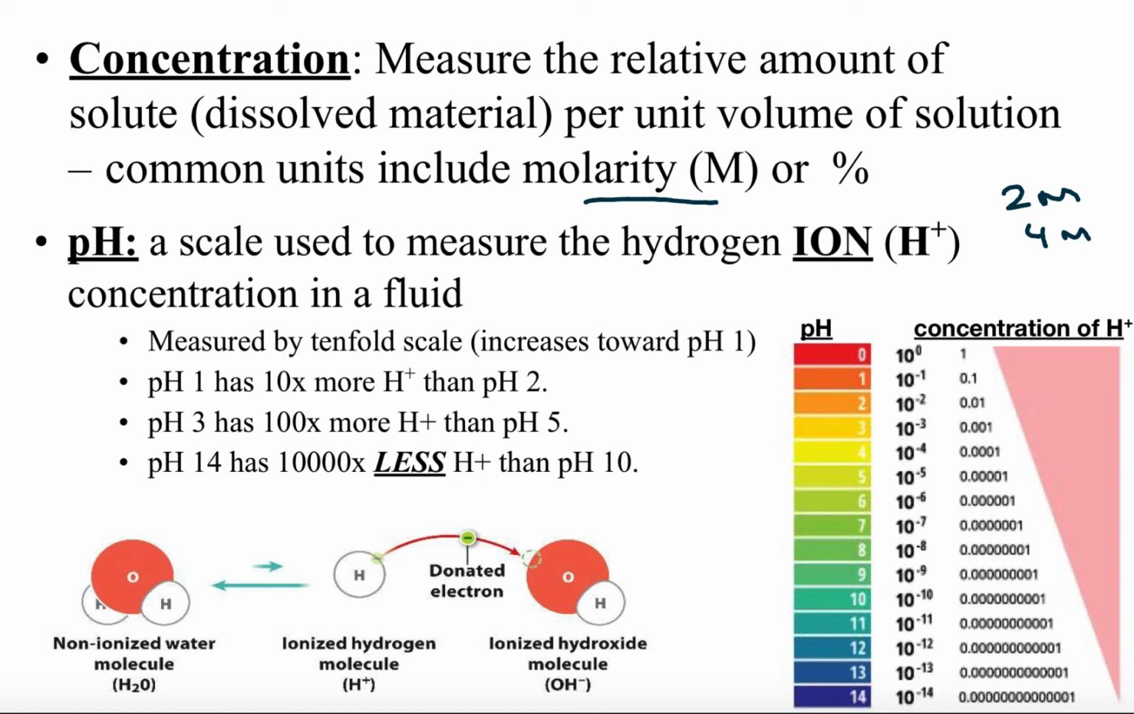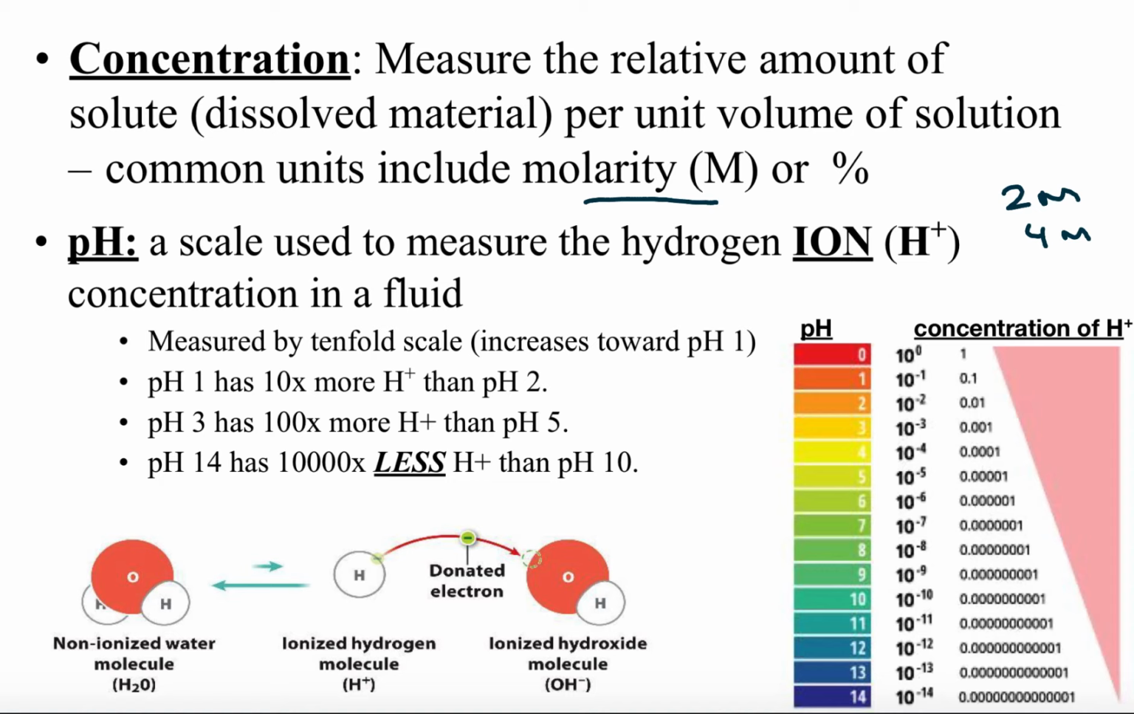If there's a really small number compared to a bigger number, then that smaller number has way less H plus, or hydrogen ion, than the bigger number. That's all you really need to know. Now, pH is a scale used to determine the concentration of the hydrogen ion found in a liquid. The pH scale is a 10-fold scale, so each level is 10 times higher than the last level, and it's in reverse order.